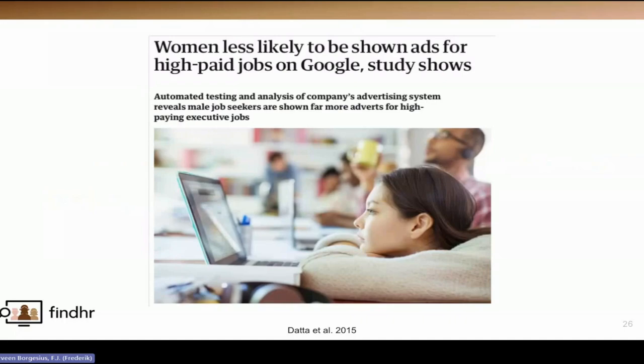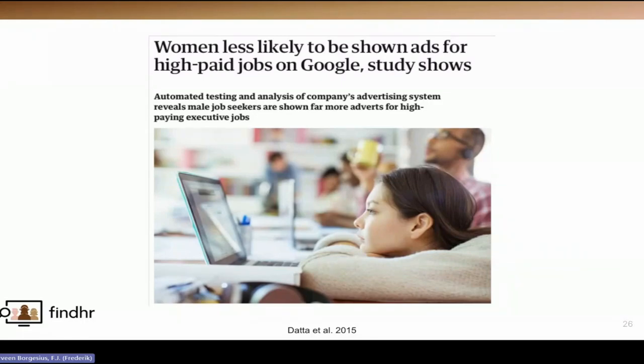Here, another example, just a scientific paper. The researchers acted like they were an employer and advertised job ads. They did not say, this job ad should be targeted at women and this job ad should be targeted at men. They just said, dear Google system, please show this ad to people.